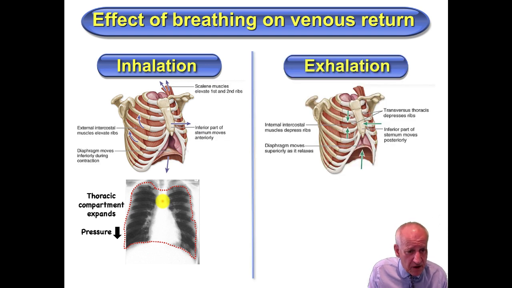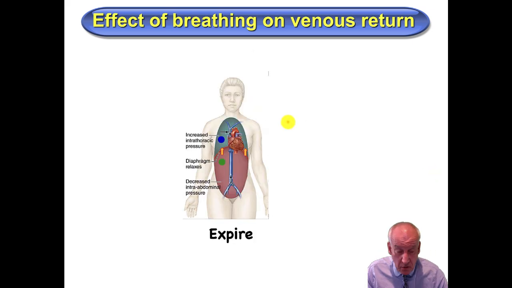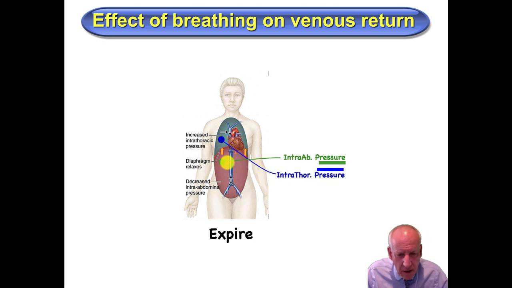When we exhale, the opposite happens. The diaphragm relaxes and moves superiorly. As a consequence, the thoracic compartment contracts, the intrathoracic pressure increases, and this pressure gradient pushes air out of the lungs. So how does this affect venous return? Suppose we place 2 pressure-sensitive catheters, a blue one inside the thorax and a green one inside the peritoneal cavity, the abdominal cavity. The blue pressure transducer monitors the intrathoracic pressure here, and the green pressure sensor measures the intra-abdominal pressure here.